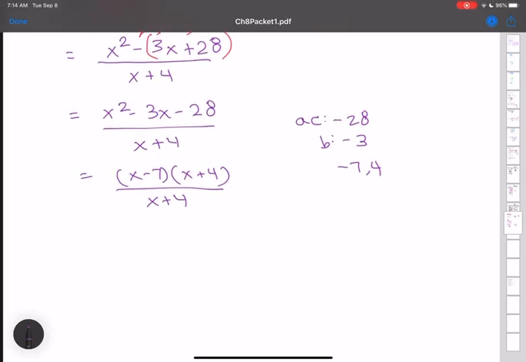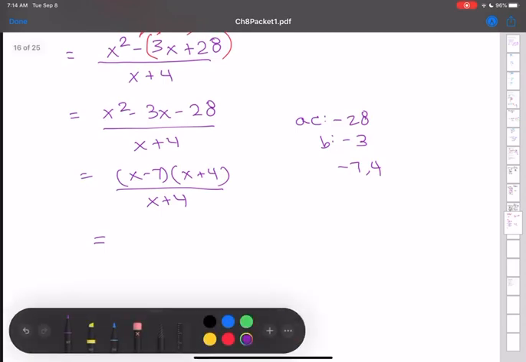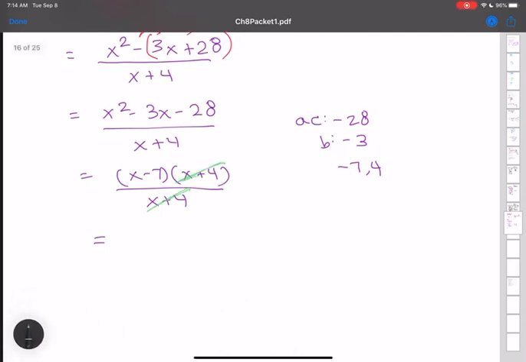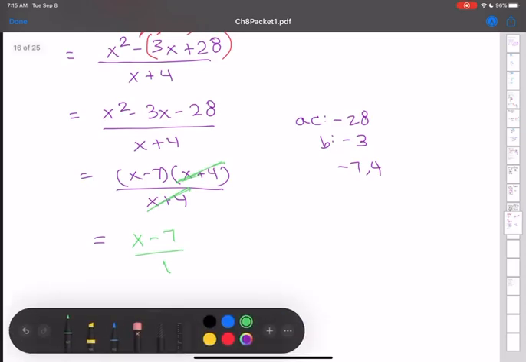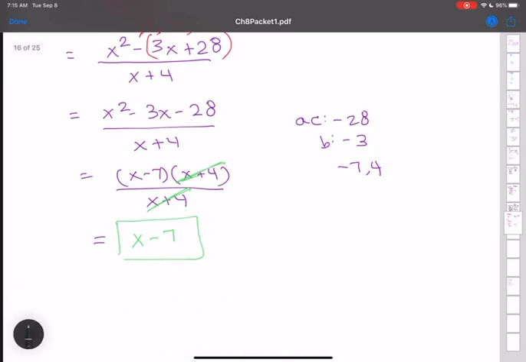Do you see anything that cancels out? Yeah, we got the x plus 4 on top, x plus 4 on the bottom, leaving me with x minus 7. In this case, you do not have to put the over 1 just because something over 1 is just the exact same thing, okay? It's not like the last problem where we had to leave that 1 up top. So our final answer just is x minus 7.